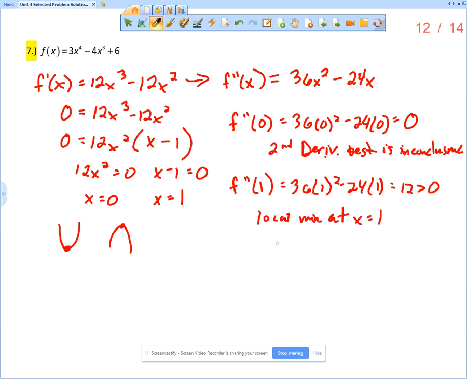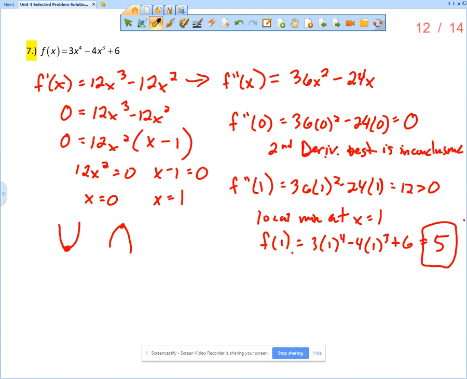But what is f of 1? Because remember, the directions said find the local extreme values, which means we're looking for the y value. So I need to plug 1 into the original function. 3 times 1 to the 4th minus 4 times 1 cubed plus 6. So 3 minus 4 is negative 1, plus 6 is 5. So the local minimum is 5 at x equals 1.